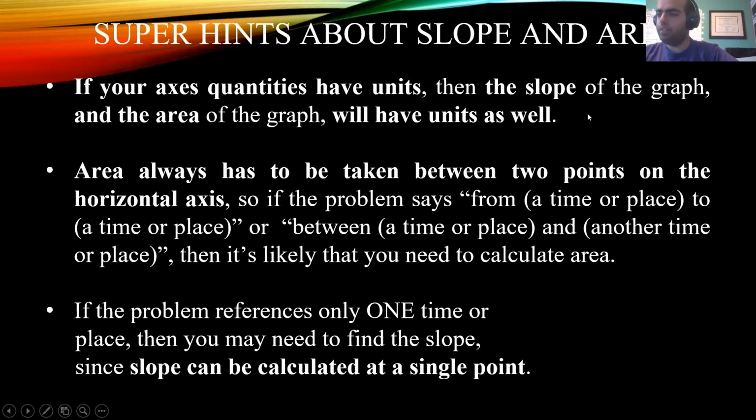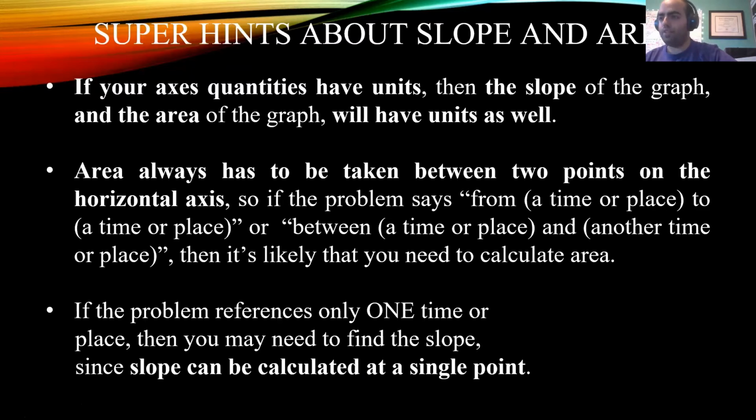So just a couple hints about slope and area. If you're dealing with a graph in physics, the quantities on the graph are going to have units, and that means that the slope and the area under the graph are going to have units as well. And area is always taken between 2 points.